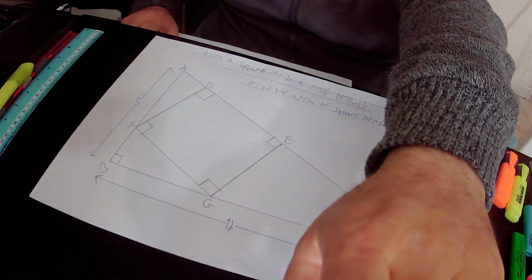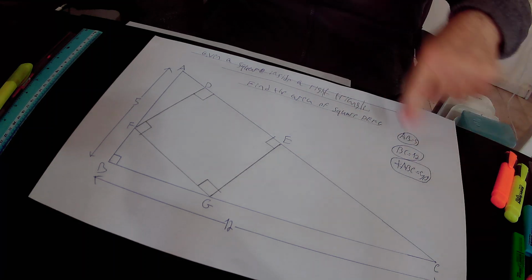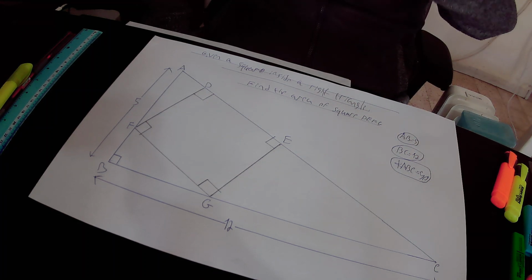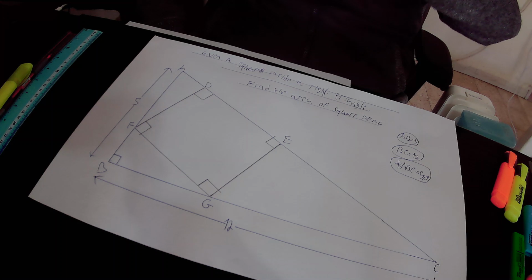Now, in this lecture, we'll find out the area of a square. In the drawing, we have triangle ABC, a right triangle. Inside this right triangle, we have square DEFG.